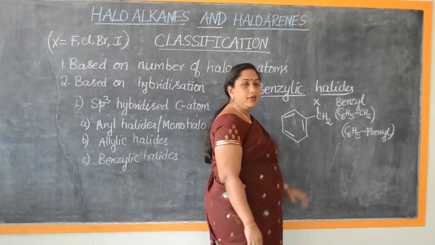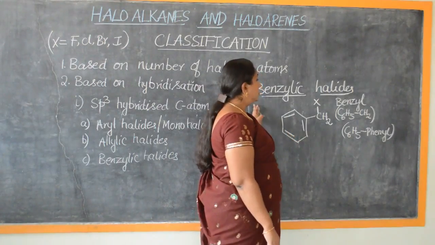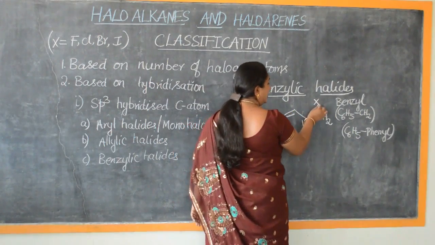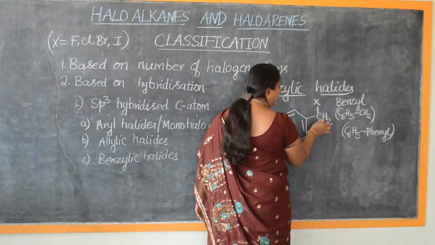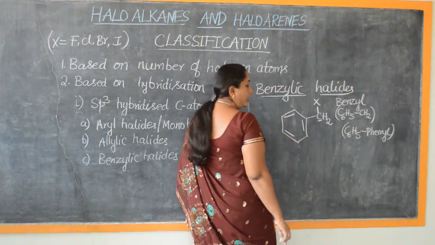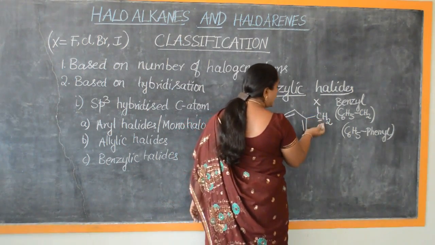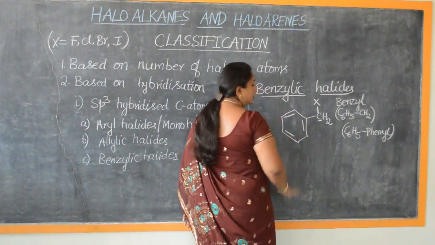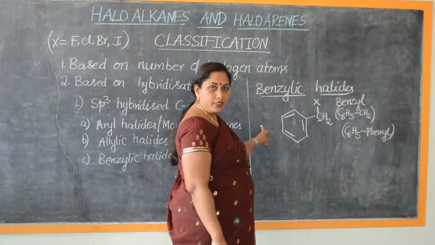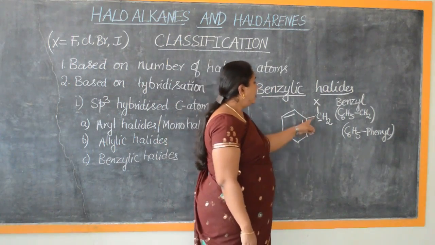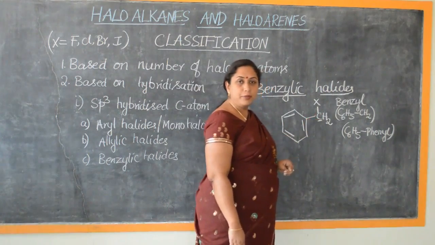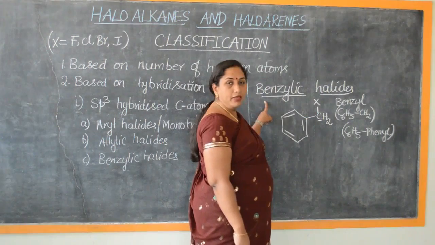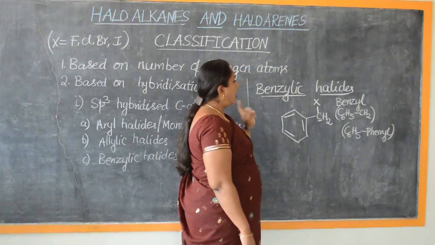Then they all get the name benzylic halides. It means the halogen is attached to the carbon atom which is saturated, which is forming the side chain of the benzene ring. In turn, this carbon atom under consideration is linked to the benzene ring. Then this carbon atom has also undergone sp3 hybridisation. All such halides are referred to by the name benzylic halides.